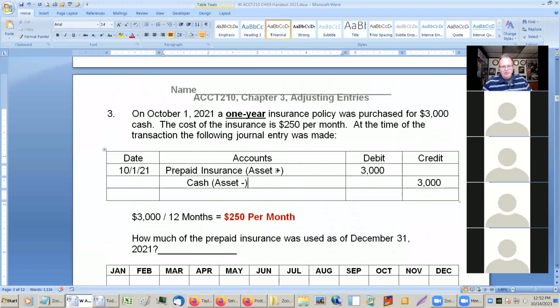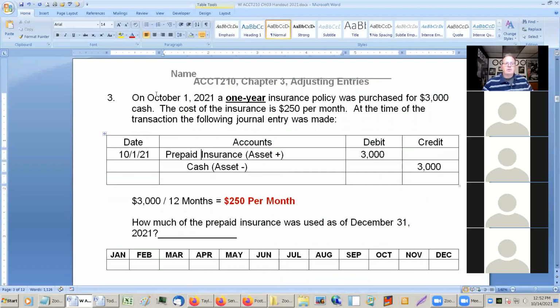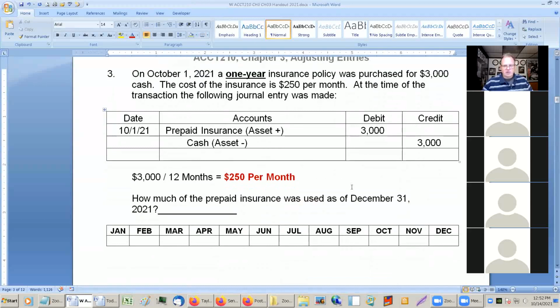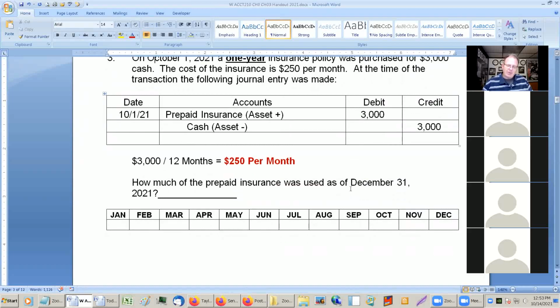Okay, so we made a journal entry here. And again, the cash is already paid, so we're not going to worry about paying cash in the future. Now, it was purchased on October 1st. So here is the question. How many months were used up in 2021? 3 months. Yep. We used all of October, November, and December. So we used 3 months of it.